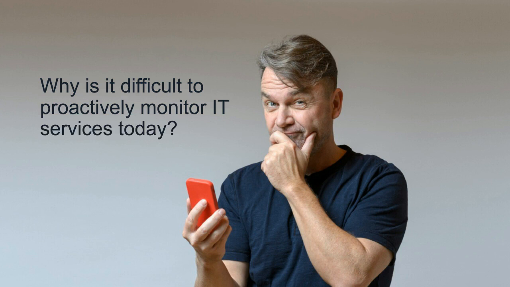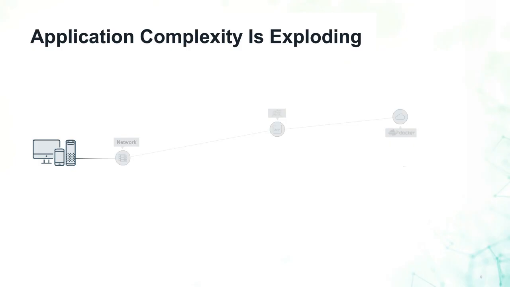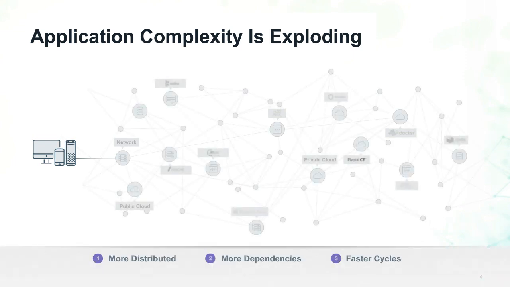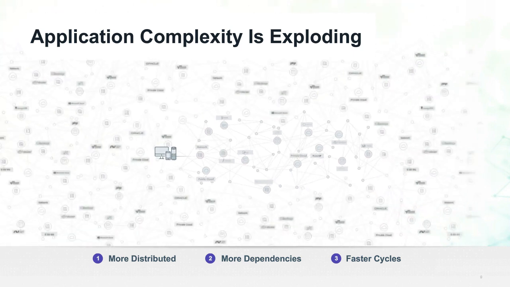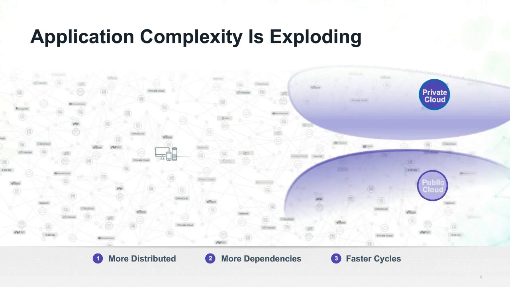Firstly, application complexity is exploding in today's digital enterprise, and it's applications that underpin IT services. Applications today are becoming more distributed. We can talk here about different platforms. We can talk about the emergence of microservices-based architectures. We can talk about container technologies, which all add to this complexity. In relation to this, there are more and more dependencies. Applications don't act in isolation. They come together as a combination to deliver IT services.